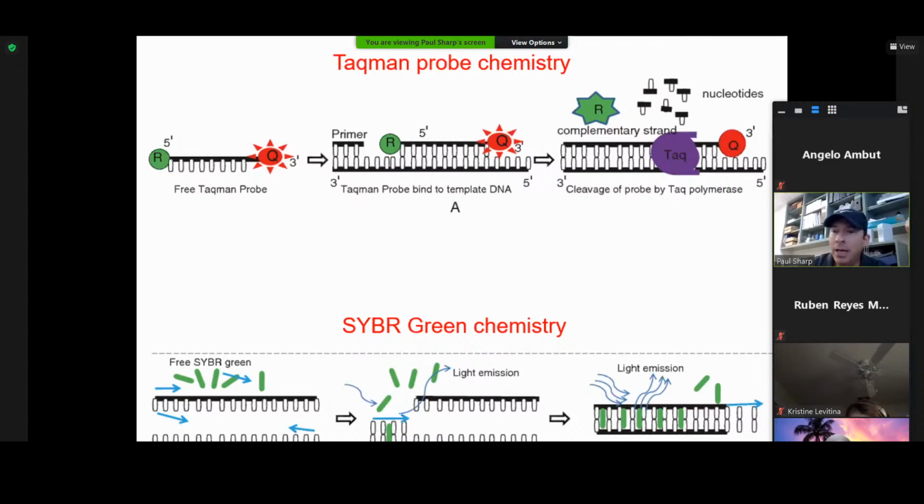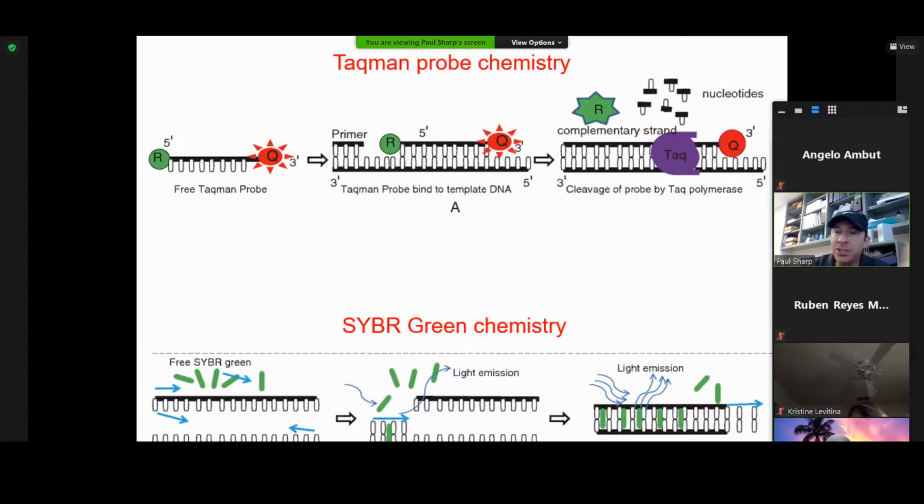Okay. Now it turns out SYBR Green is pretty cheap. SYBR Green doesn't cost a lot. TaqMan probes cost a lot because when you do TaqMan probes, you are basically telling them to synthesize a probe for your gene of interest. And they have to actually make it. Whereas SYBR Green just goes and hits any double-stranded DNA.